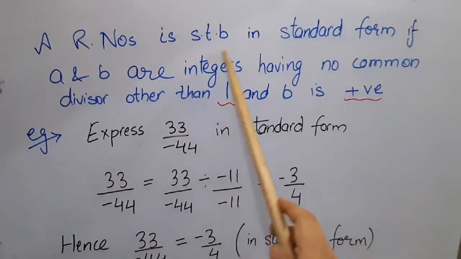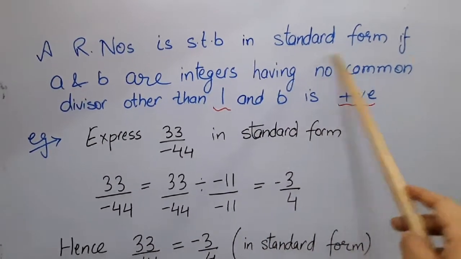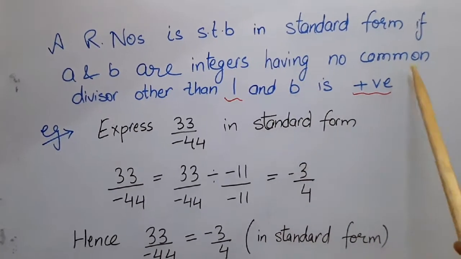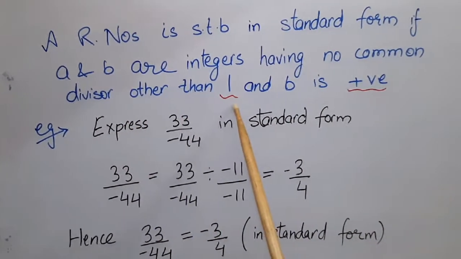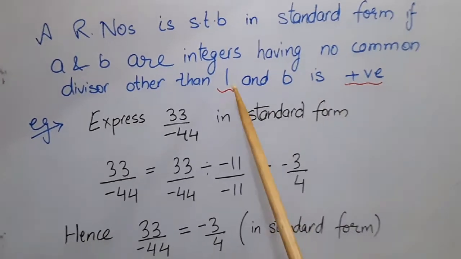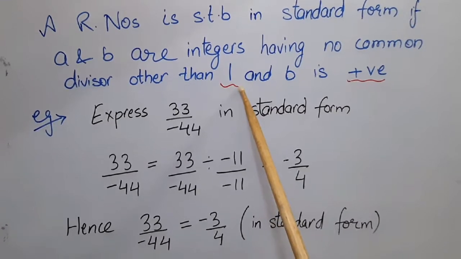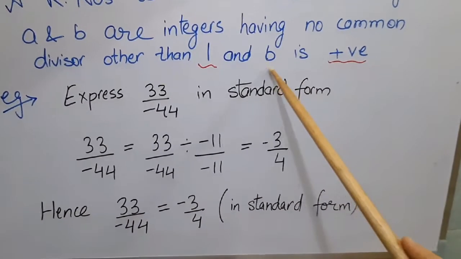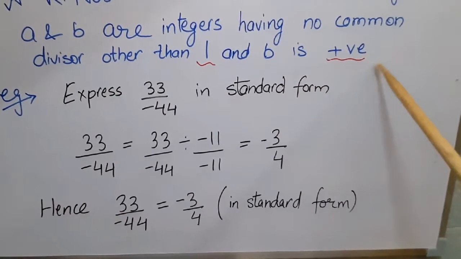A rational number is said to be in standard form if a and b are integers having no common divisor other than 1, and b is positive. That means they have no common number in between numerator and denominator, and your denominator is always positive.